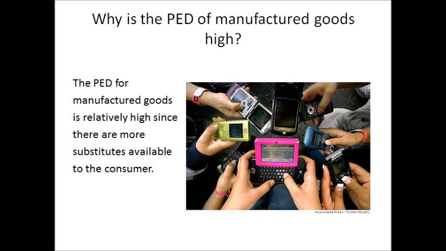Why is the PED of manufactured goods high? Well, the PED for manufactured goods is relatively high since there are more substitutes available to the consumer. For example, in this picture, we see many different kinds of cell phones. When the price of one brand of cell phone goes up, the consumer can easily switch to another substitute cell phone.